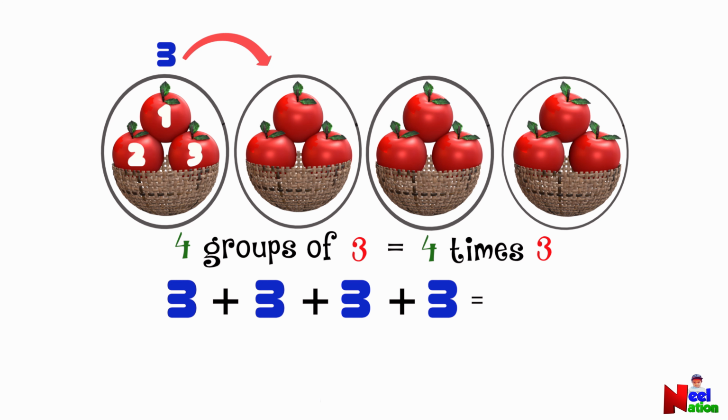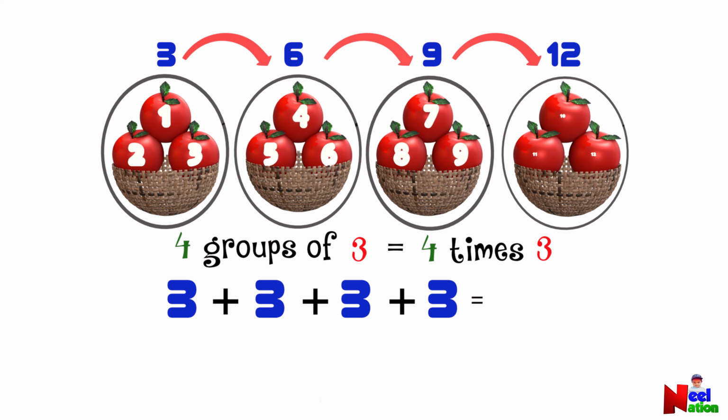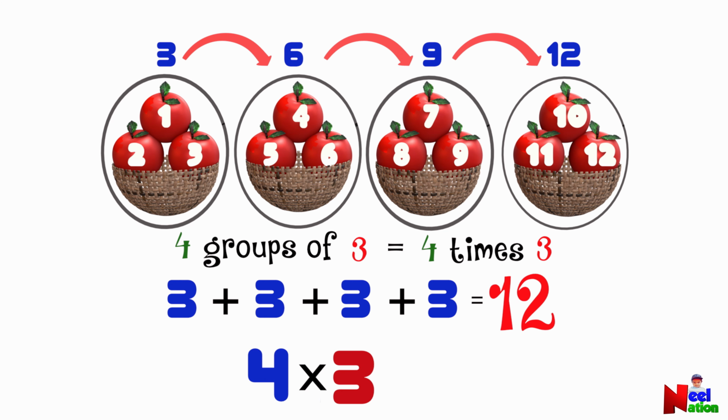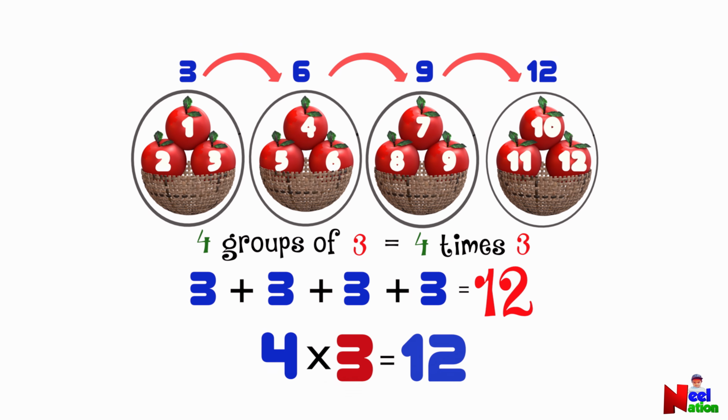3 plus 3 gives you 6. Add another 3 to get 9. And one more 3 to get 12. 3, 6, 9, 12. So 4 times 3 gives us 12 apples in total. 4 times 3 equals 12.